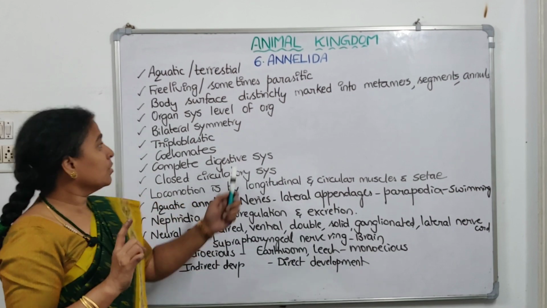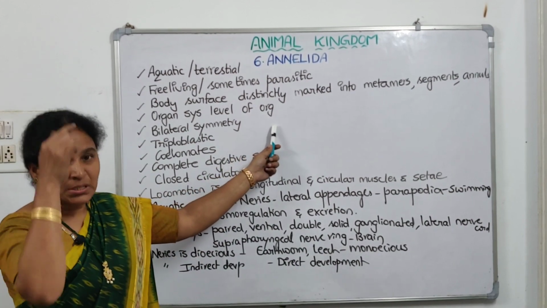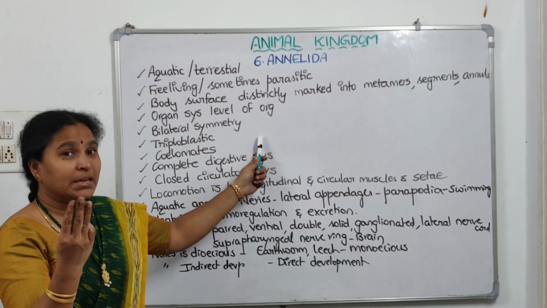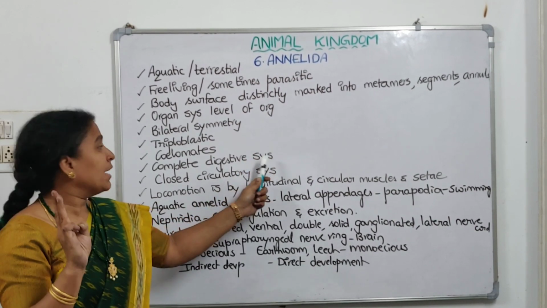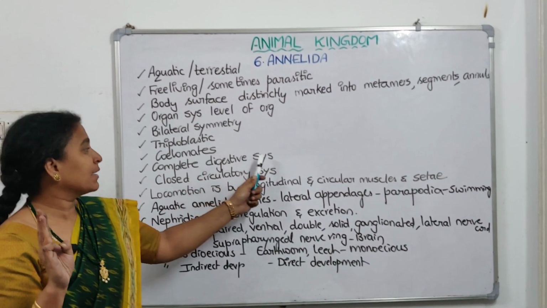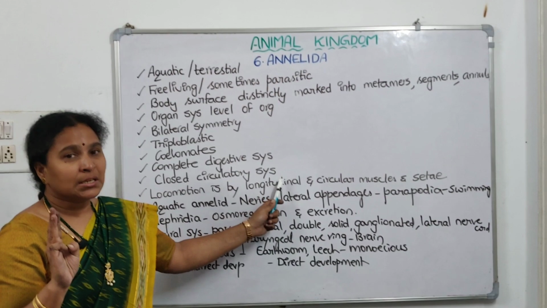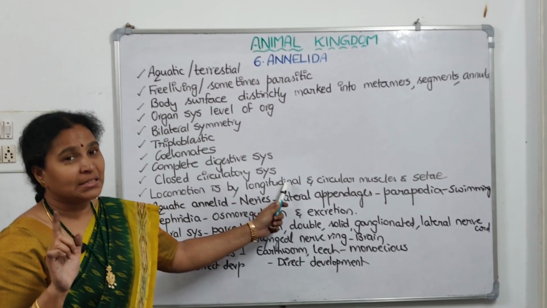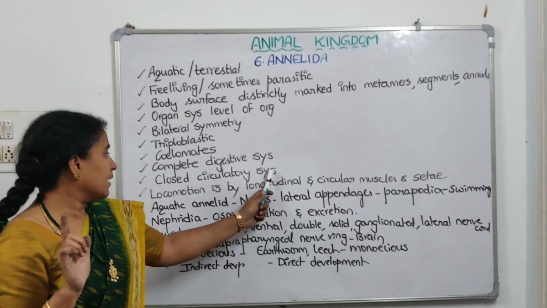Coming to organization, organ system level of organization. Symmetry, bilaterally symmetrical. Blastic, triploblastic. Coelom, true coelomates, eucoelomates they are. Digestive system, mouth and anus both are there. Complete digestive system. Circulatory system appeared for the first time in Annelida and it is advanced type. It is closed circulatory system.